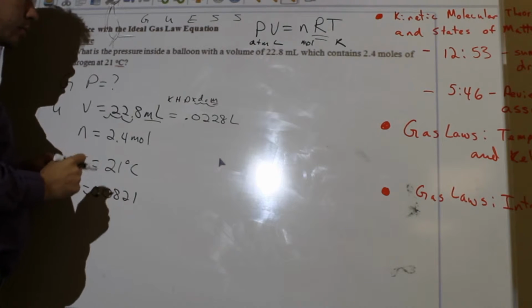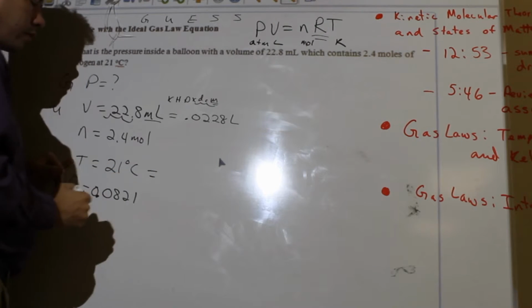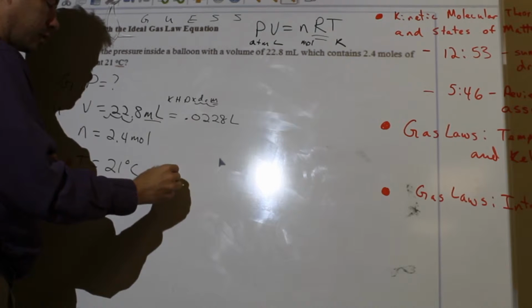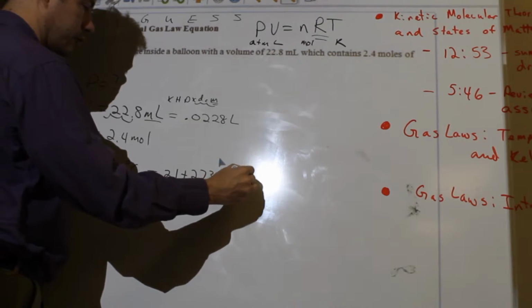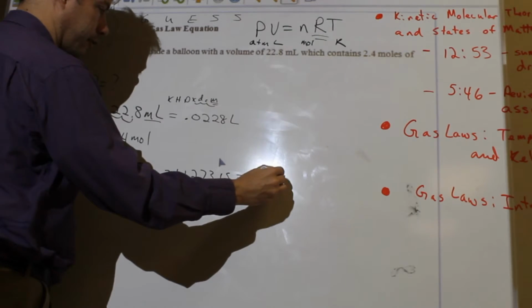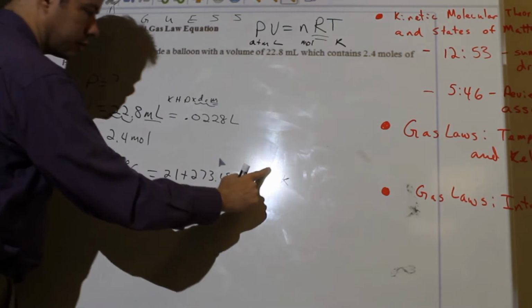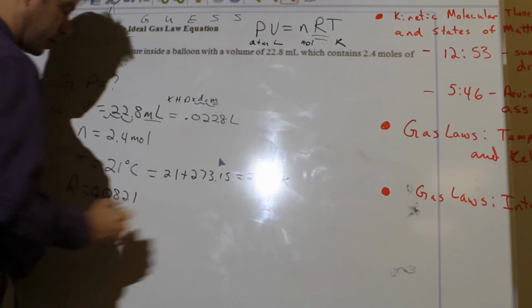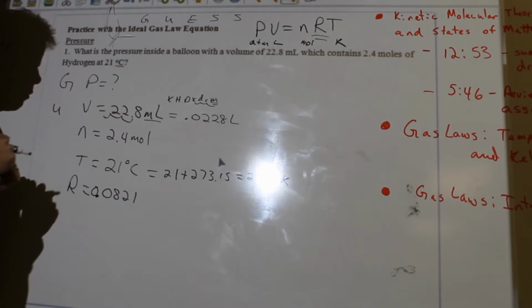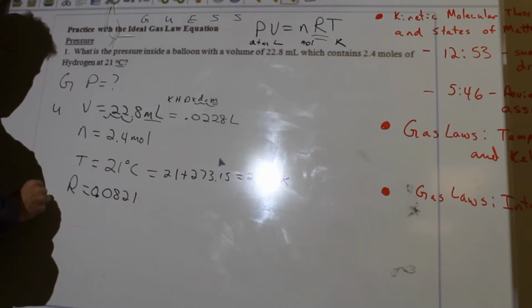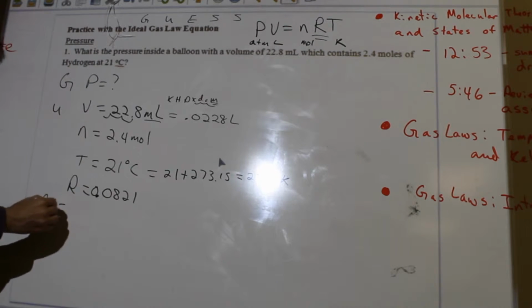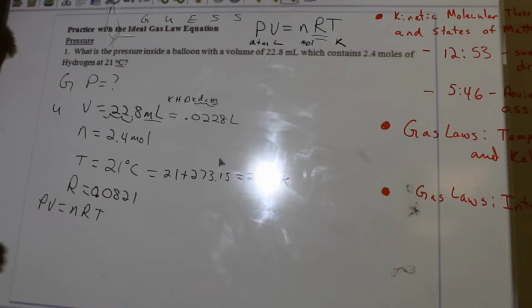So now let's look at our temperature. 21 degrees Celsius. We want it to be in Kelvin, so 21 plus 273.15 equals 294.15 Kelvin. And then our R is good. Next thing we're going to do is write the equation. PV equals nRT. And now we're going to do given, unknown, equation, substitute.